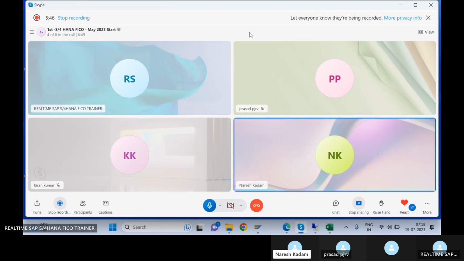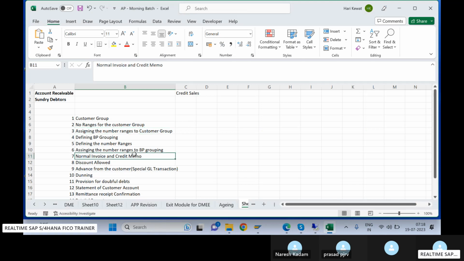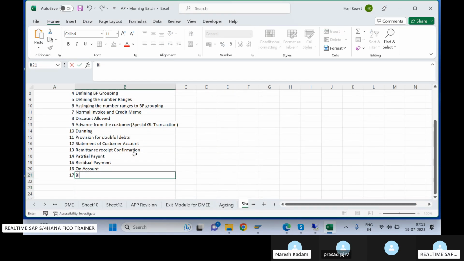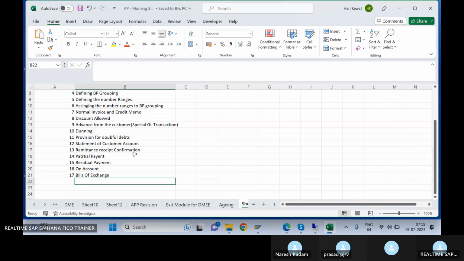Sir, have you covered bills of exchange also? If you want, I can cover it, but I think it is just a process. If you configure it, you will be able to do it.